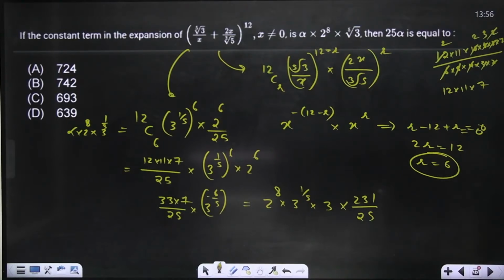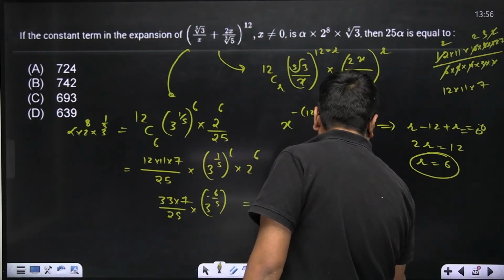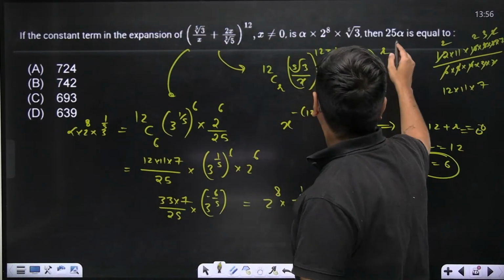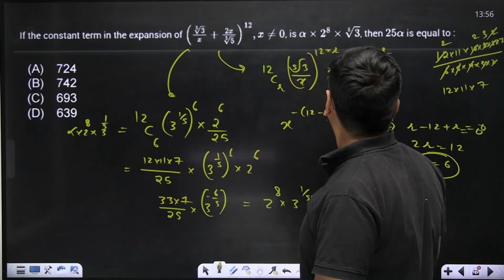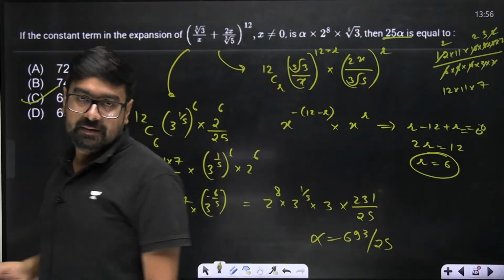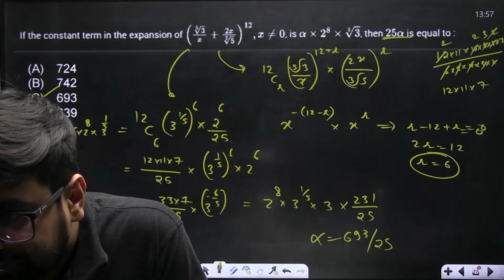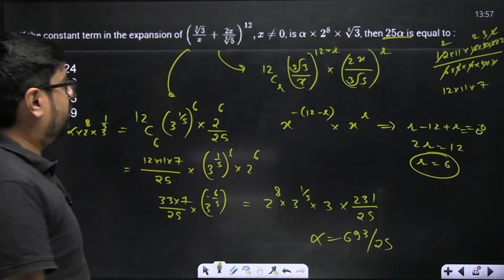So what is alpha becoming? 231 into 3, that means 693 by 25. Your alpha over here is coming as 693 divided by 25. And what are they asking? 25 alpha they are asking. So 25 alpha directly will become 693. Thank you, Jalaj.